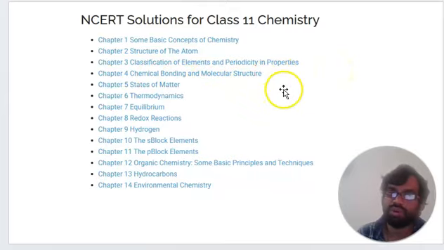Fourth one, chemical bonding and molecular structure. Fifth one, states of matter. Sixth one is thermodynamics. Seventh one, equilibrium. Eighth one, redox reactions. Ninth one, hydrogen. 10th one, S block elements, P block elements. 12th one, organic chemistry, some basic principles and techniques, hydrocarbons and environmental chemistry. So these are the intermediate first year chemistry syllabus in IPE and NCERT portions.